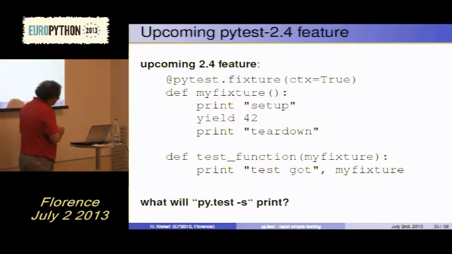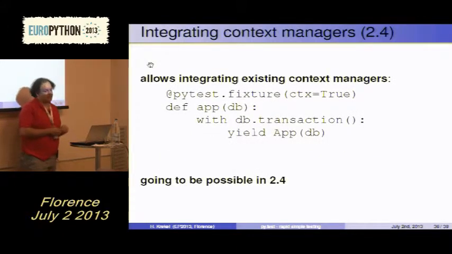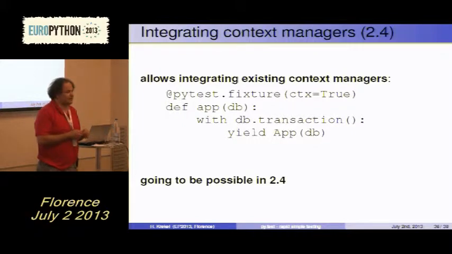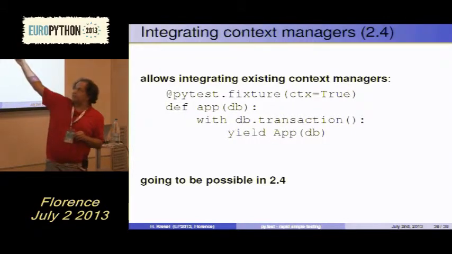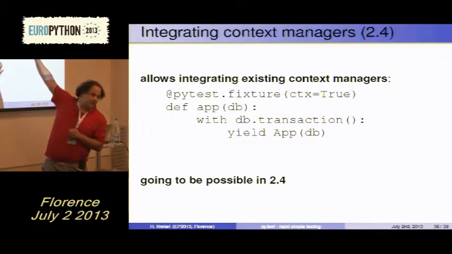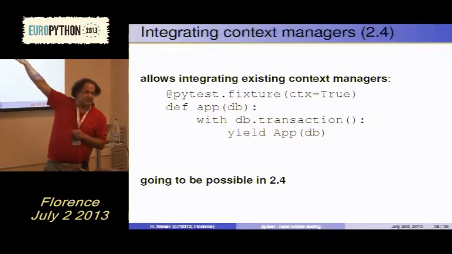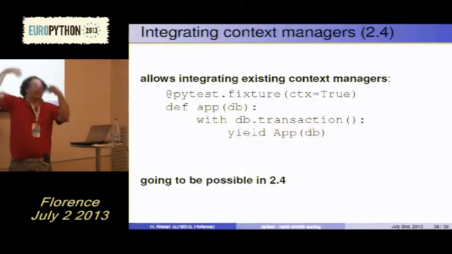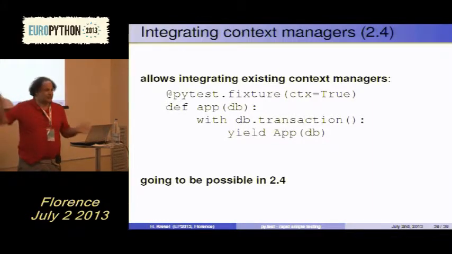Yes, so this is probably going to be introduced like this. What it means is, if you have existing context managers from a library or from your application, then you can write fixture functions like this, right? You can just say, this is my application fixture. It uses a DB fixture. And then I use some kind of context manager I have, and I provide my application value within that transaction. And that's all you need.